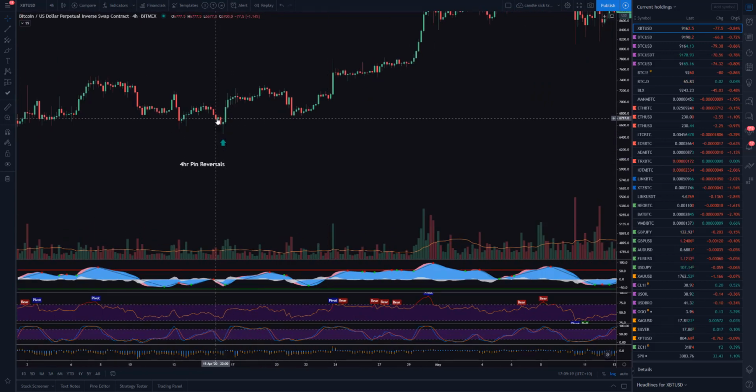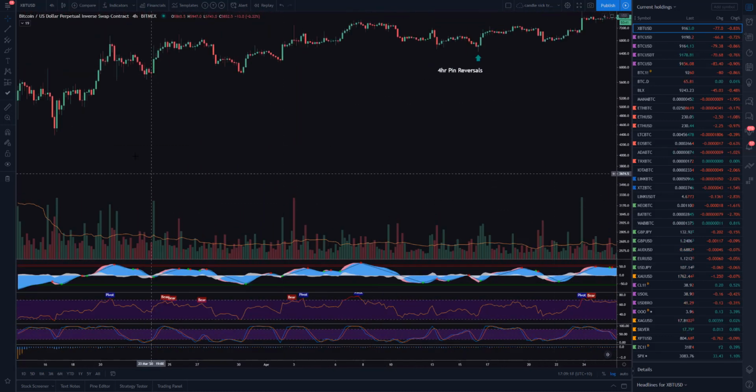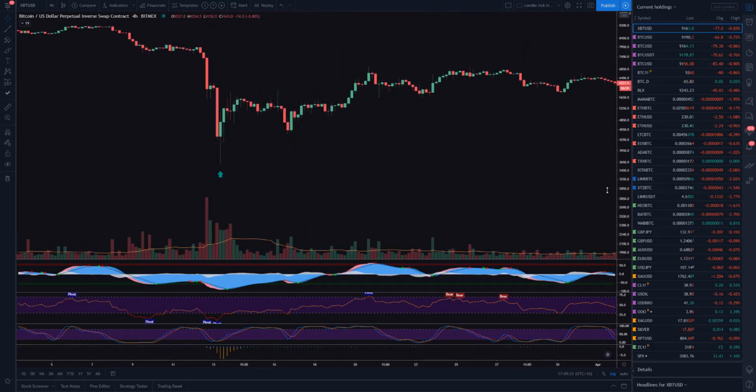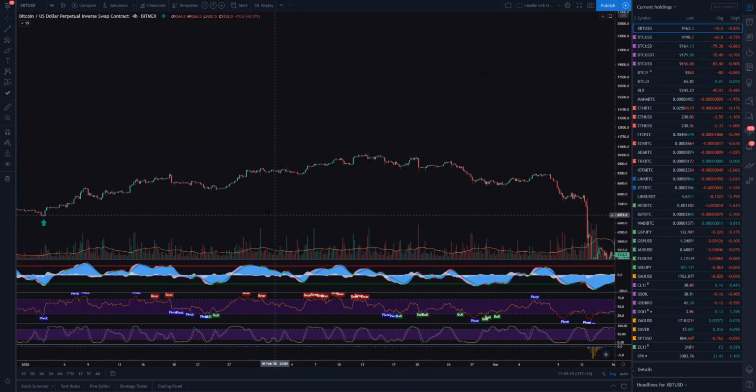Right, so here's another example, a pin at the bottom. We're moving down, then the pin gets put in and price reverses in the other direction. There's also another really big one at the bottom, which was a good indication that we had actually finished bottoming on that massive sell-off that we had on the 13th of March.